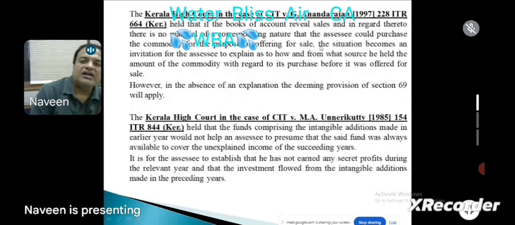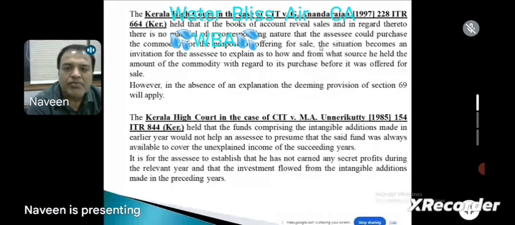The Kerala High Court in Anand Rajan's case held that if the books of account reveal sales and in regard thereto there is no material of a corresponding nature that the assessee could purchase the commodity for the purpose of offering for sale, the situation becomes an invitation for the assessee to explain how and from what source he held the amount of commodity in regard to its purchase before it was offered for sale. However, in the absence of an explanation, the deeming provision of Section 69 would apply.